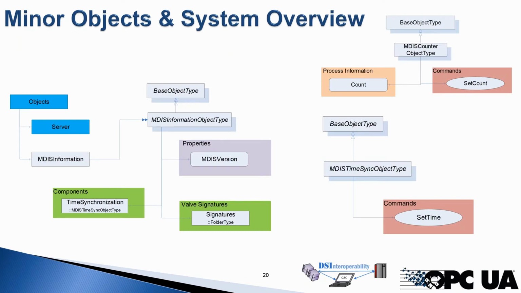We also have a bunch of minor objects that are out there. We have some for time syncing if the servers don't have time syncing. We have a counter object that we can have a reset method on. So if you need to reset counters, you can use this counter either in an aggregate object or directly. We have a base information object that sits in our server. It provides the version you have. It also is a folder that you can organize the valve signatures on. So you have a way to go find the signatures that are available on the device.